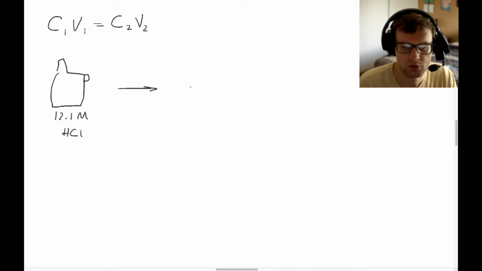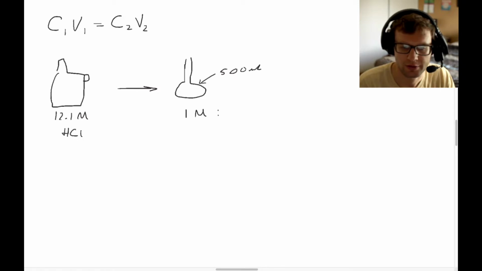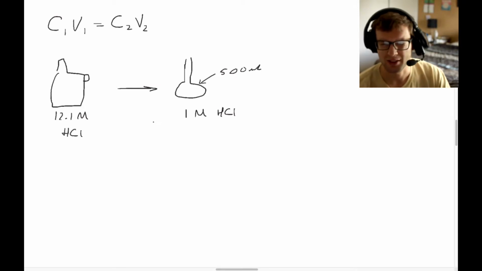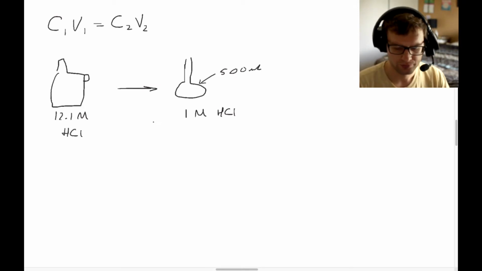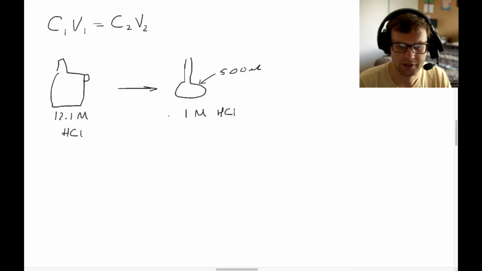But instead, we want to go ahead and make a 500 milliliter solution, and here's our little 500 volumetric flask. We want to make 500 milliliters of something that's more useful, a 1 molar hydrochloric acid solution. That way we can use this for our further reactions, maybe a lab we have, whatever. And in order to do this, what we'll need to use is the C1V1 equals C2V2 equation.